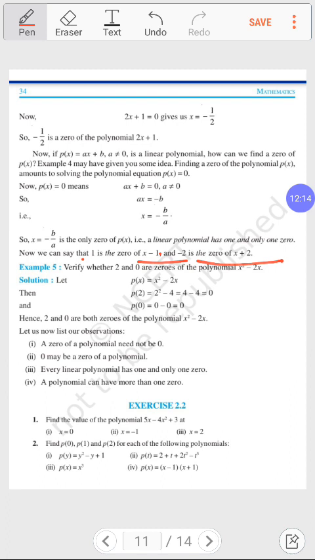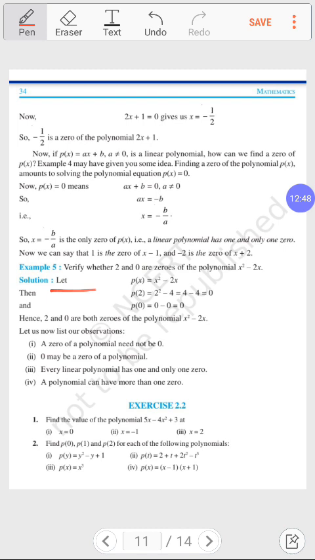Verify whether 2 and 0 are zeros of the polynomial x square minus 2x. Now here you see, two zeros have been given. Are 2 and 0 zeros of the polynomial x square minus 2x or not? Now here comes the question: can there be two zeros of a polynomial? Can both be the zeros of the polynomial? Okay, let's see. When you watch the example and read the text, it will become clear.